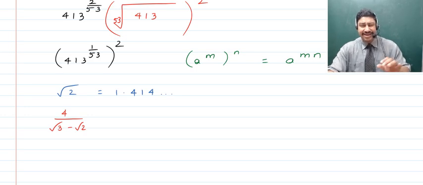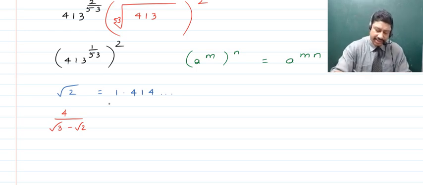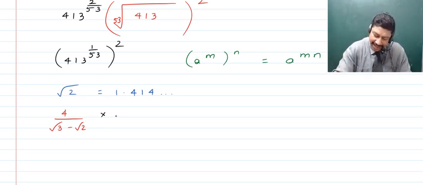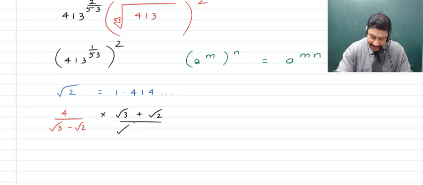Now, to get it in a form such that there is no irrational number in the denominator, in the next step what we have to do is multiply this by root 3 plus root 2, and again by root 3 plus root 2.